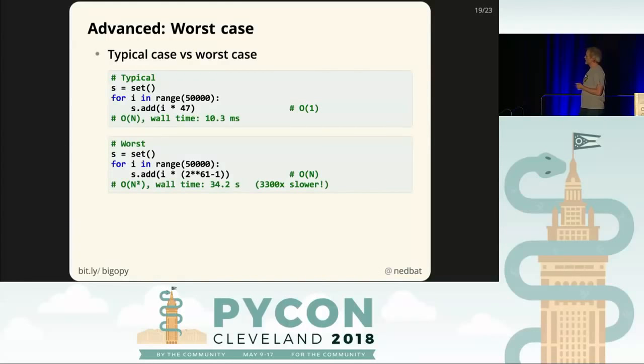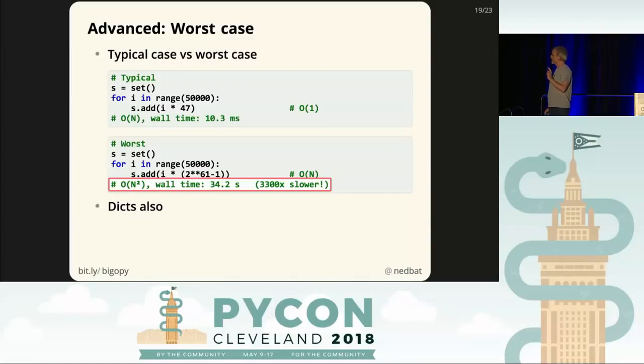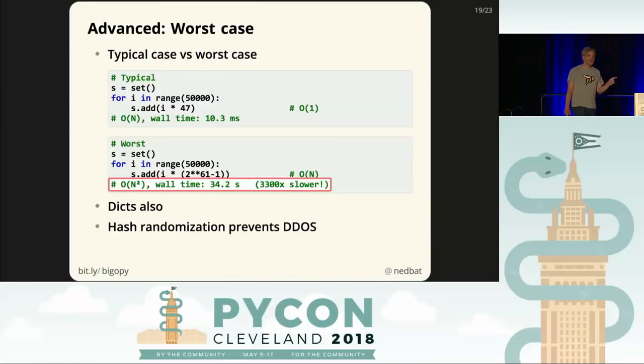Here I'm building another set of integers, exactly the same size, 50,000 numbers, but I happen to choose a step that I happen to know was going to make all the hashes exactly the same. So all the numbers got exactly the same hash, which turns it into an O of n operation, which means making this set took 34 seconds, 3,300 times longer. Dicts also have this problem, and people were using it to DDoS web servers, which is why Python added hash randomization. And it's a fascinating topic, but it's an example where, although dicts are O of one in the typical case, occasionally you have to worry about the worst case.